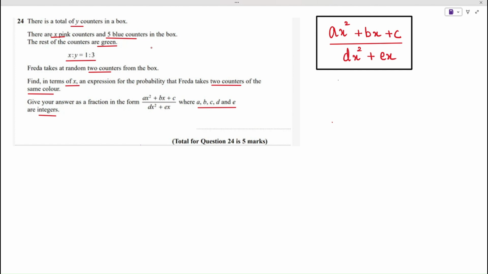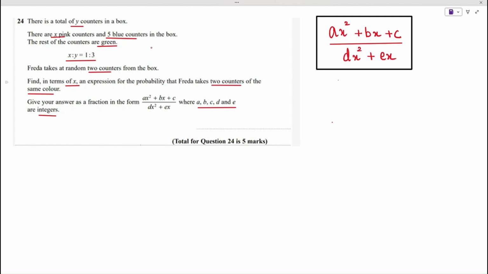So we've written out ax squared plus bx plus c all over dx squared plus ex as a way of seeing what our answer should look like at the end, so we can keep referencing back to this. The first thing we're going to do is find out what y is in relation to x, because our answer at the end only has values in terms of x and we don't have any y values.